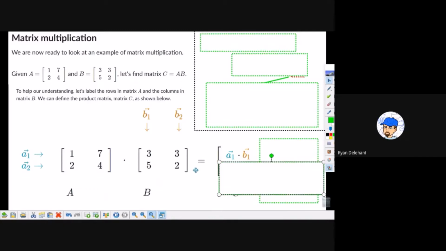Okay, now because that doesn't make a lot of sense to you, we're going to talk about what we do to find that. So what are the two entries in row A1? They are the 1 and the 7. So the two entries in A1 are 1 and 7. What are the two entries in column B1? The first one is the 3 and the second one is the 5.